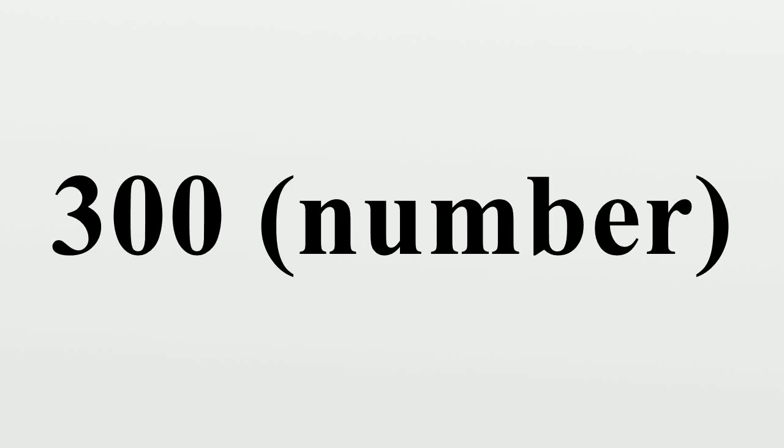300 is the natural number following 299 and preceding 301. Mathematical properties. The number 300 is a triangular number and the sum of a pair of twin primes, as well as the sum of 10 consecutive primes. It is palindromic in 3 consecutive bases.